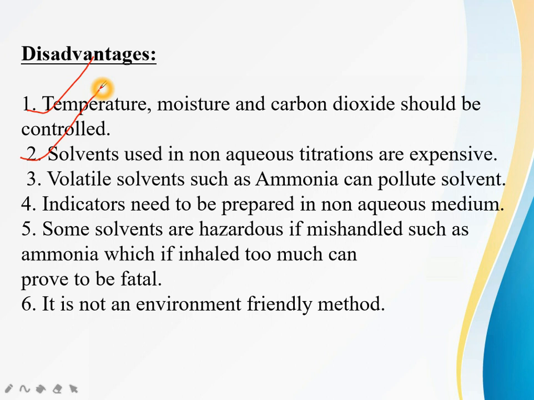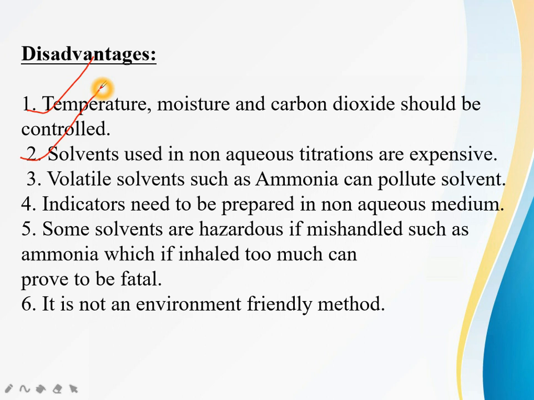And the fourth one is that indicators need to be prepared in non-aqueous medium. In acid-base titrations, you have studied many indicators like phenolphthalein, methyl red, methyl orange, and you may be clear with their preparation procedure, like dissolving specific quantities in water. But in non-aqueous titrations, the indicators should not be prepared in water. They have to be prepared in the non-aqueous medium. That is also a heavy risk or disadvantage of non-aqueous titration.